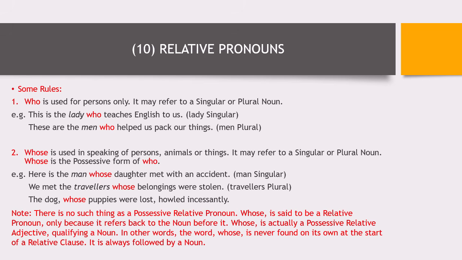Note: there is no such thing as a possessive relative pronoun. Whose is said to be a relative pronoun only because it refers back to the noun before it. Whose is actually a possessive relative adjective qualifying a noun. In other words, the word whose is never found on its own at the start of a relative clause. It is always followed by a noun.